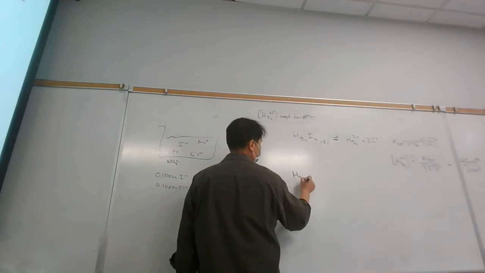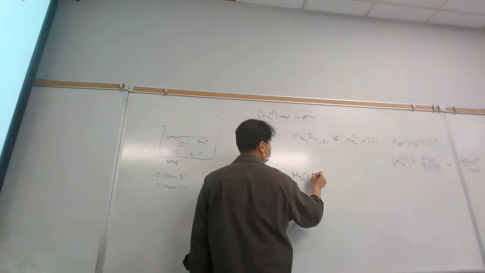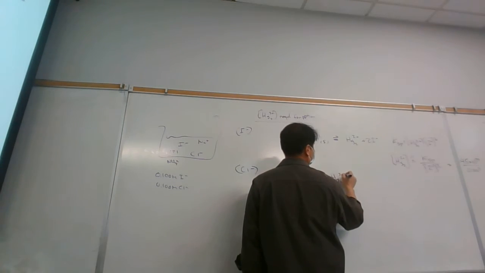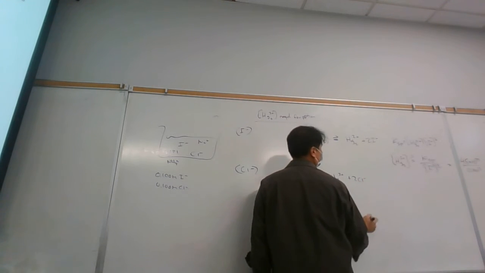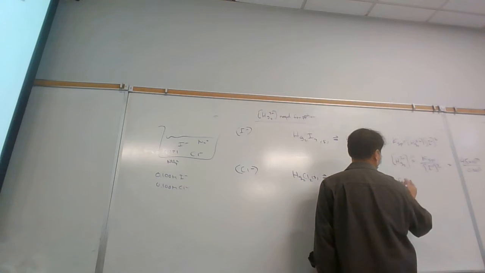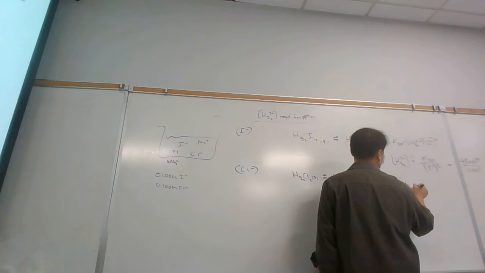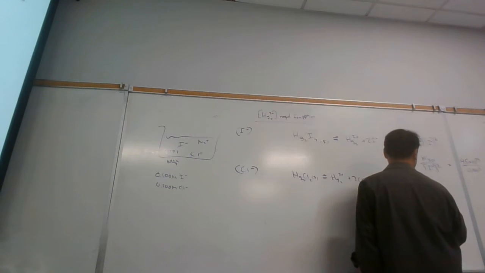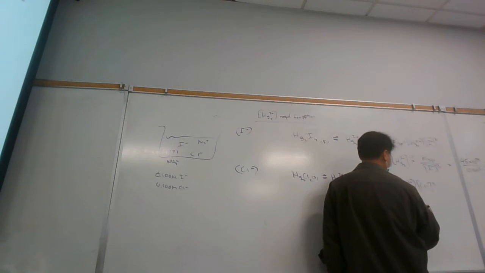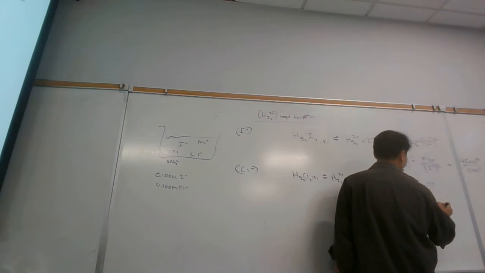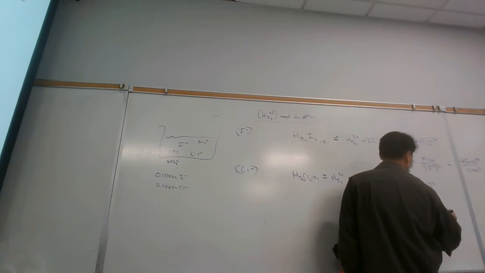So we're going to have the same equation. Hg2Cl2 solid is going to go to Hg2 2 plus plus 2 chloride. And so when we look at the KSP for this, the KSP is going to be equal to Hg2 2 plus times the chloride concentration squared. And therefore the Hg2 2 plus concentration is going to equal the KSP divided by the chloride concentration squared.